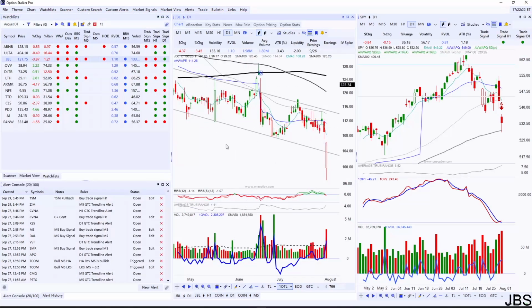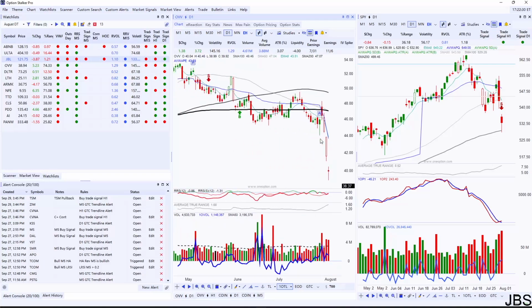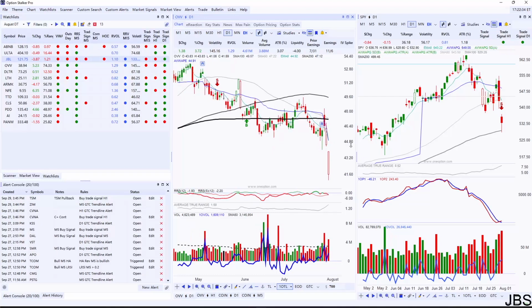OVV was the other short that we took that day. And sometimes I feel like I can just tell by looking at the candles what day that I took it, even if I don't remember. So here's our breakdown. Compression break, gap and go, lots of volume, technical breakdown. Love to trade these guys. High volatility, high R-vol.